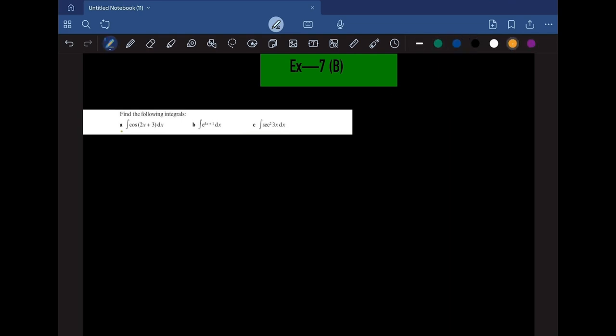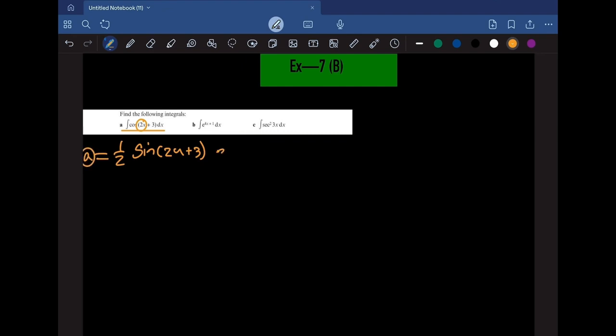Now let's do this cos(2x plus 3). Okay, now let's do this cos(2x plus 3). I think you guys can do it by yourself. You guys can at least try. So what we'll do is the cos becomes sine, right, while integrating. So sin(2x plus 3) divided by this 2. So it becomes half. So this is our answer to part A.